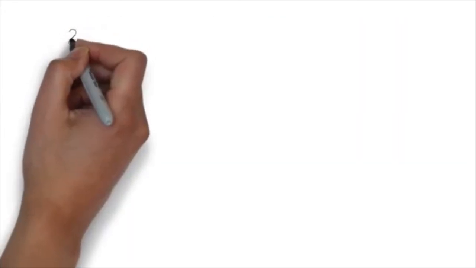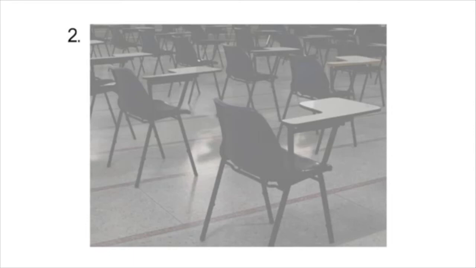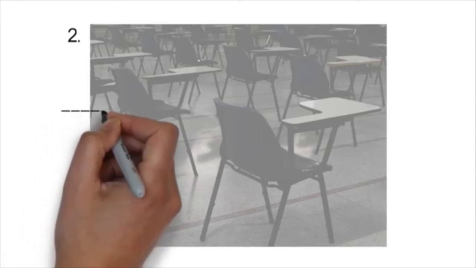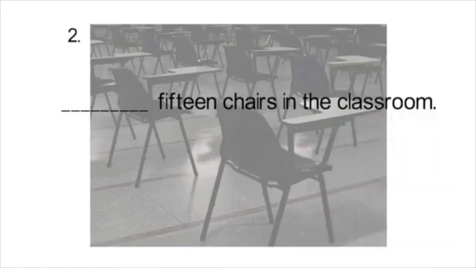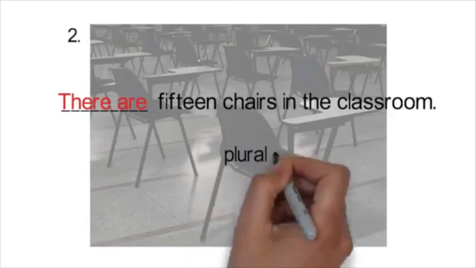Let's try another one. What goes in the blank? There is or there are? That's right, we need to put there are in the blank space. Why? Because we are referring to 15 chairs. Chairs is a plural noun.